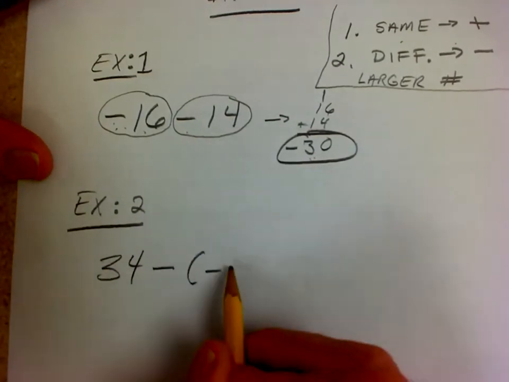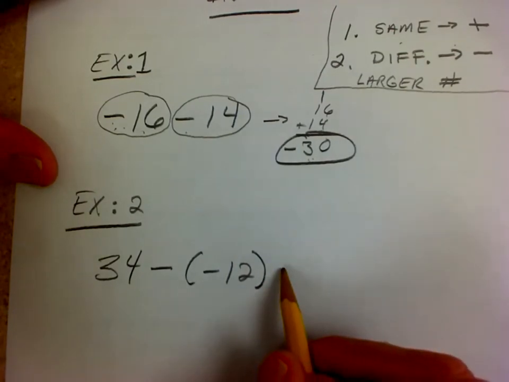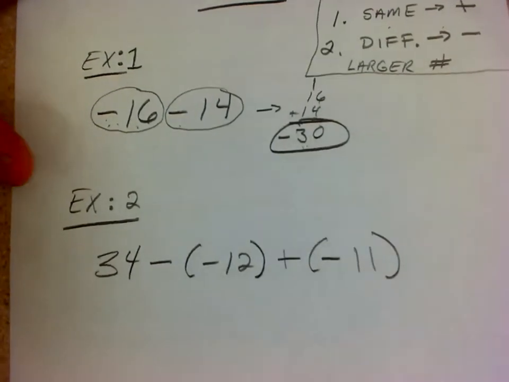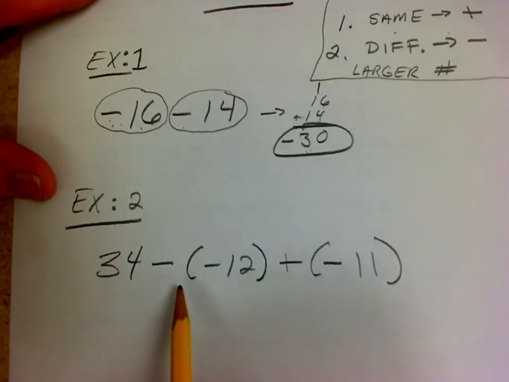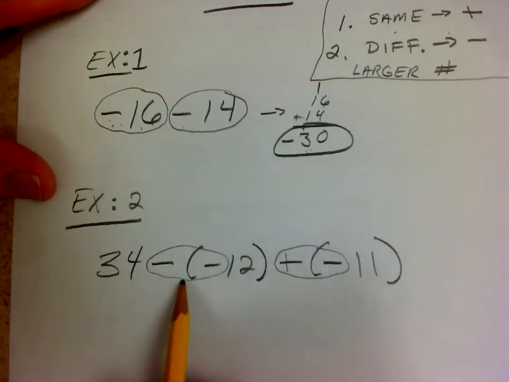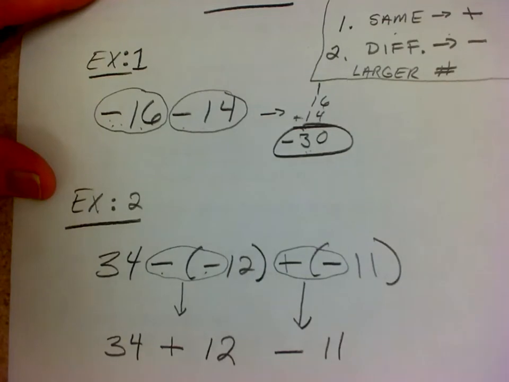All right, second example here, we will step things up a little bit. 34 minus negative 12 plus negative 11. All right. So looking at this example, right off the bat, we should notice we have some simplifying we need to do. Okay, we got this double sign, so we want to get these cleaned up. So we'll rewrite 34, two negatives becomes plus 12. One positive and one negative becomes minus 11.